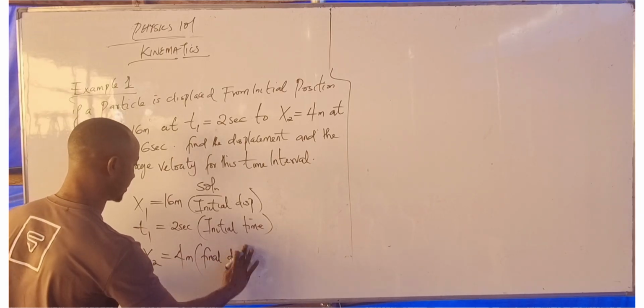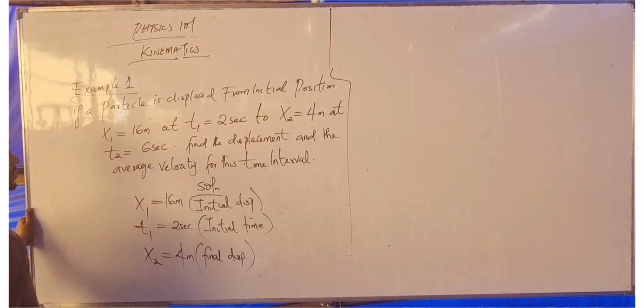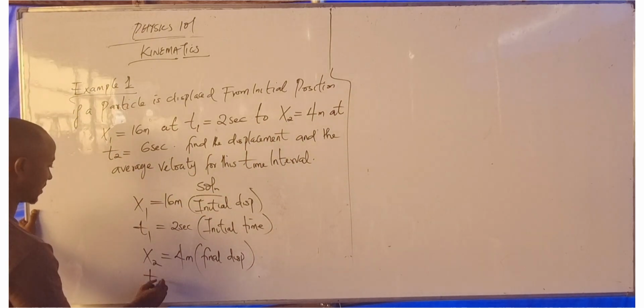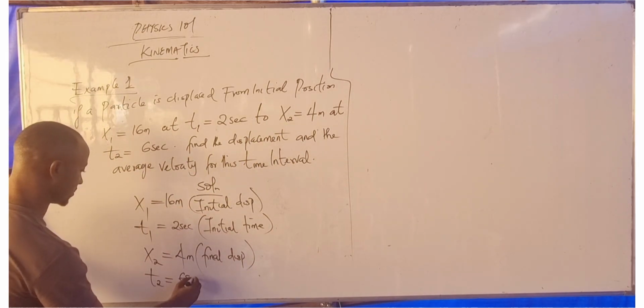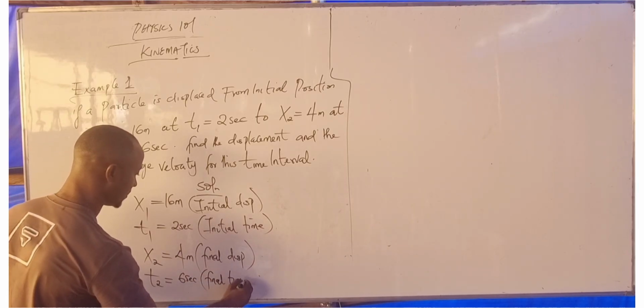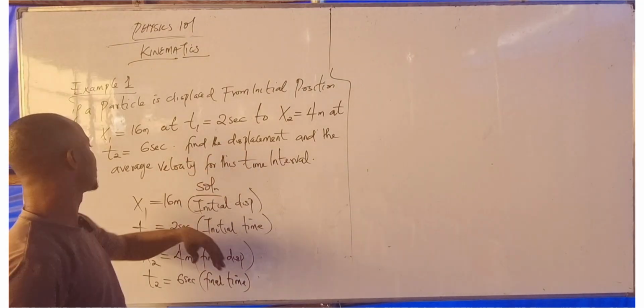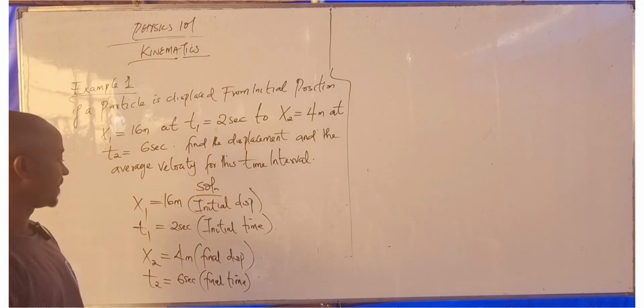Final displacement, right? Okay. Now at T2, which is what? 6 seconds. So my T2 is 6 seconds. This is called my final time. Now we have to find the displacement and the average velocity.